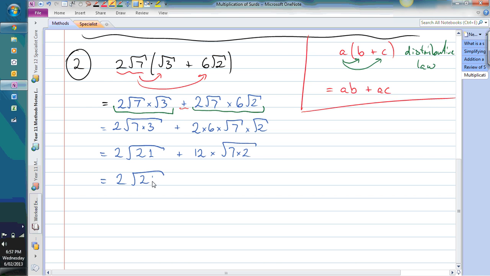And the last steps, that's going to stay the same. It's going to become 12 outside of 7 times 2, that's 14. So 12 outside of root 14. And in this case, it's not very nice looking, that final step, but that's as far as we can go in terms of expanding and simplifying this expression.